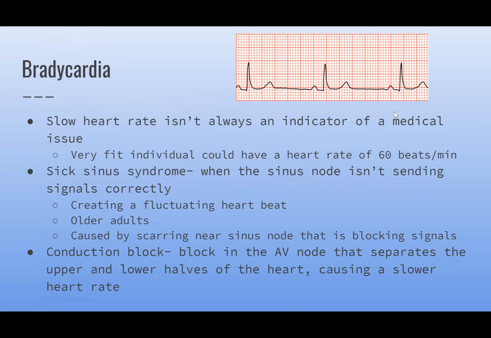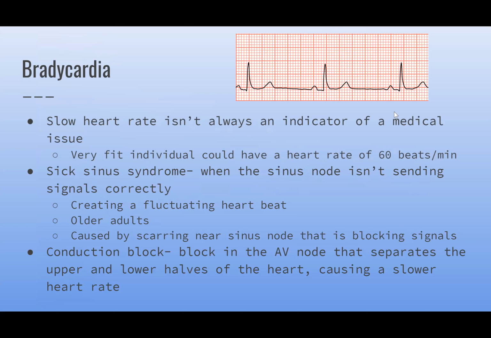And then we have bradycardia. This is when your heart rate's pretty slow, usually like 60 beats per minute. And it's not always a bad thing. A lot of people do have a lower resting heart rate because they are athletic. But two very common types of bradycardia are sick sinus syndrome and conduction block.